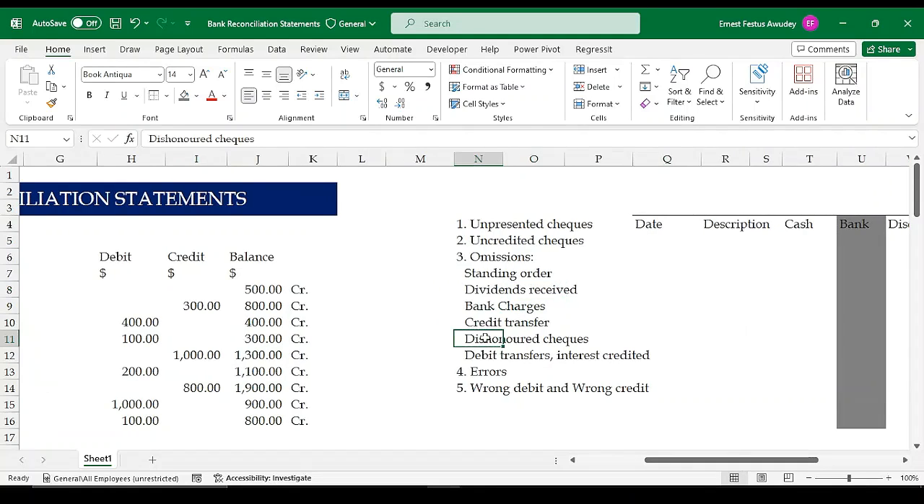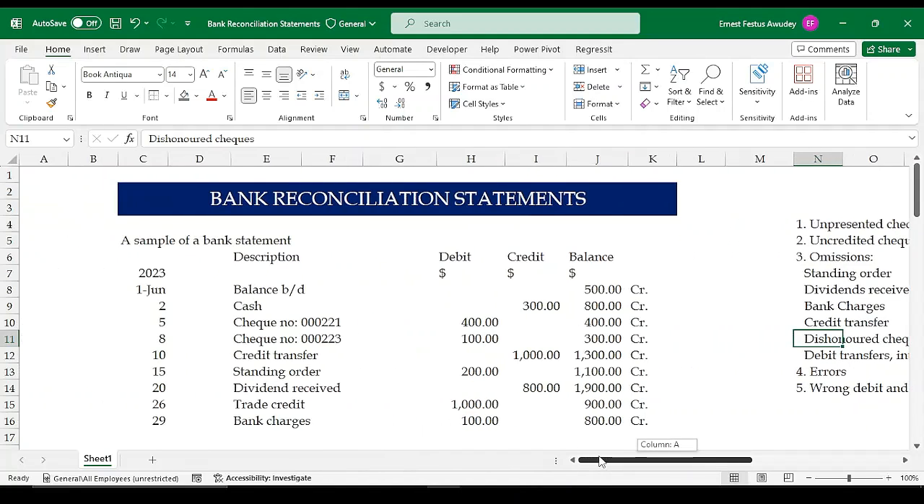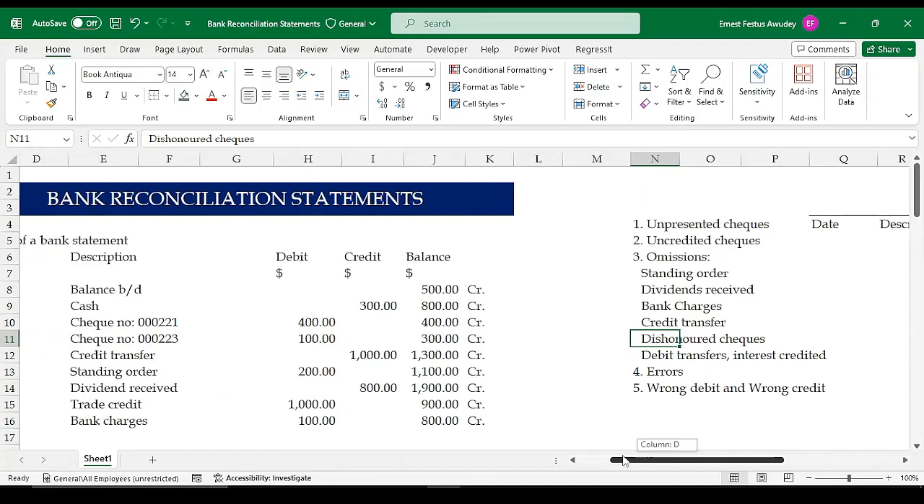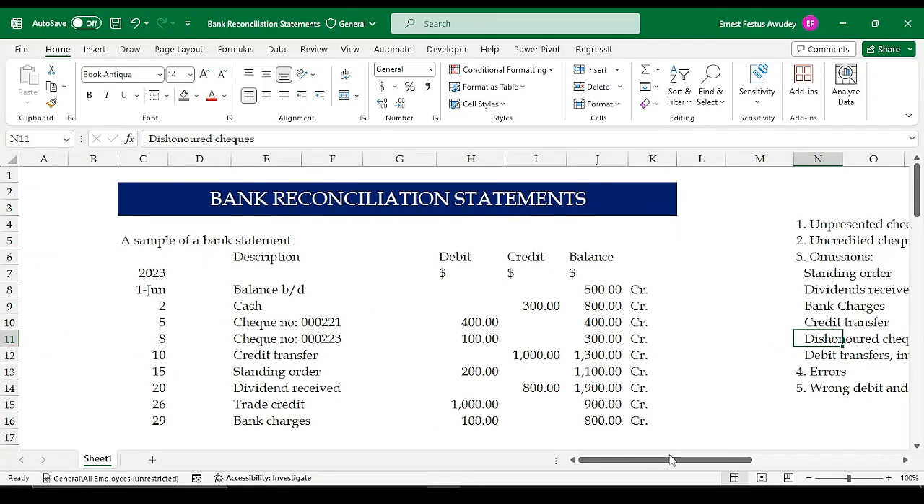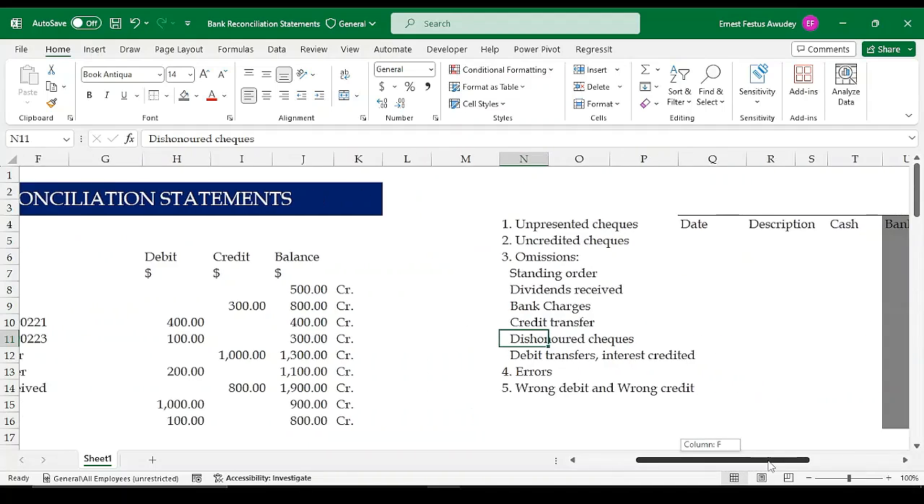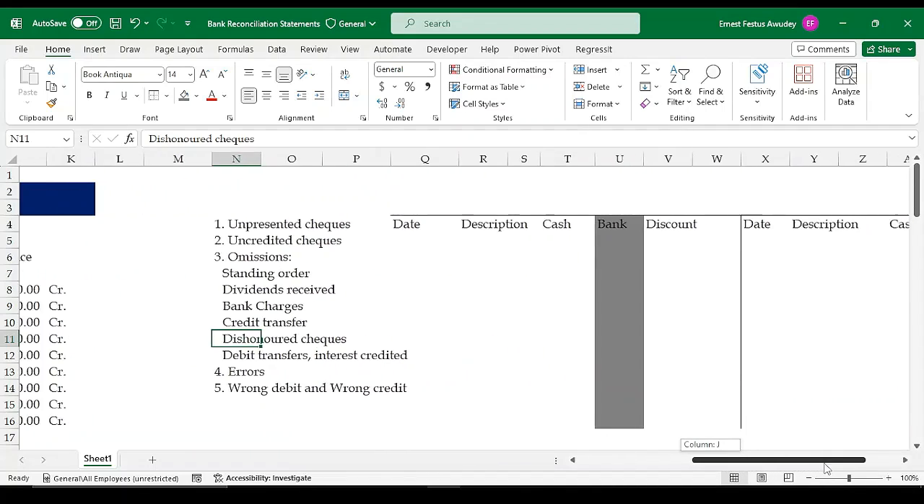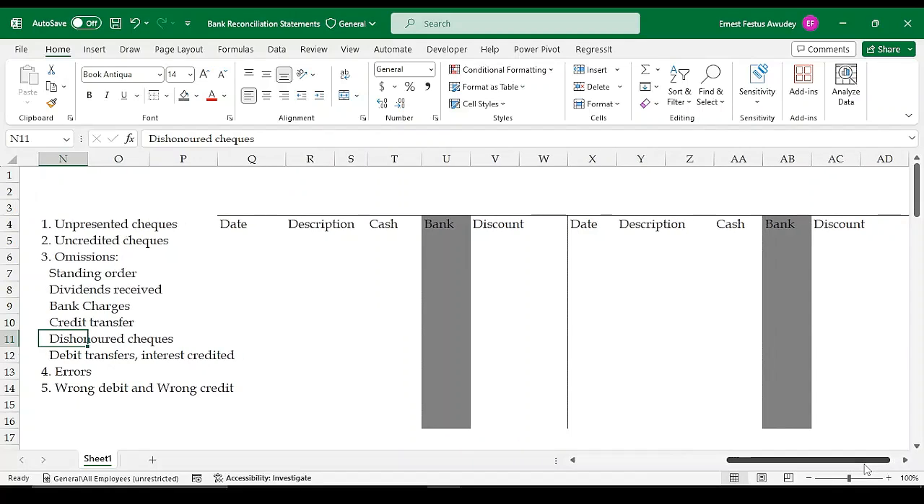The next one is dishonored checks. Now, dishonored checks are checks that have been refused for payment by the bank. It's one of the very common reasons why there's a difference between the bank statement balance and the cash book balance. So what are dishonored checks? As I said, they are checks that have been refused for payment by the bank.